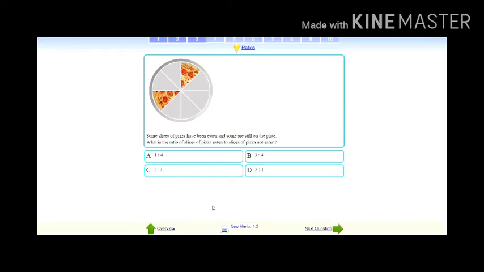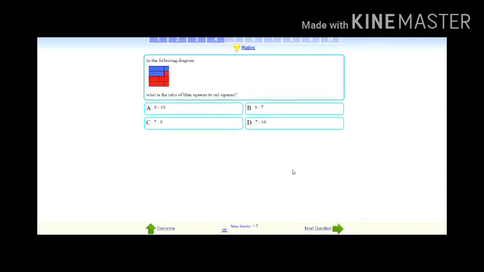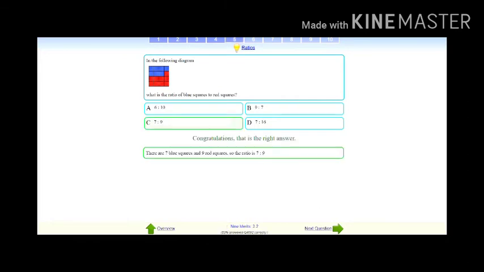Three to 1. So what is written over here? What is the ratio of the slices of the pizza? First it's 6 to 2, then we simplify, which gives us 3 to 1. Okay, very nice. Yes, this one. Seven to 9. MashaAllah, correct.